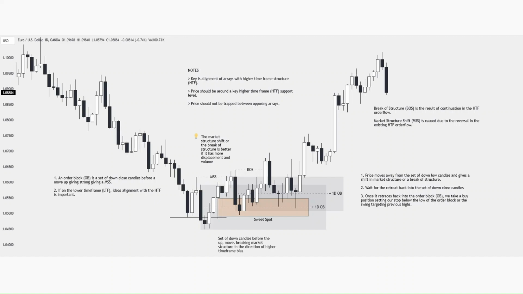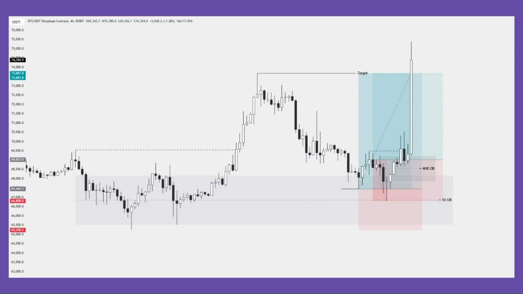Other than that, there are some important notes. Key is the alignment of arrays with higher time frame. As I said earlier, a higher time frame support level should be there around the arrays where your order blocks are forming, and the price should not be trapped between opposing arrays. What I mean is the price should not be trapped between bearish and bullish arrays or bearish and bullish order blocks. Then price tends to consolidate and gives movement which might not be anticipated that easily. I'll be able to explain these concepts better with a few examples.